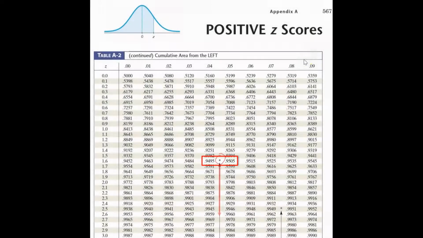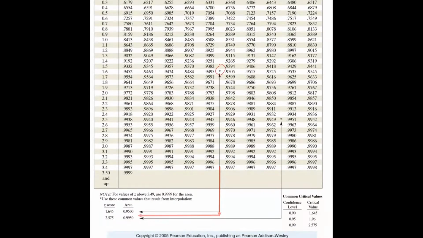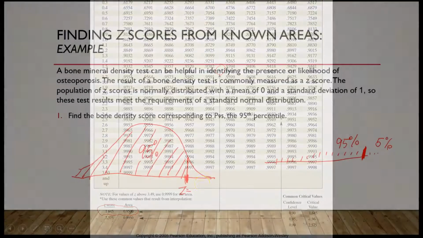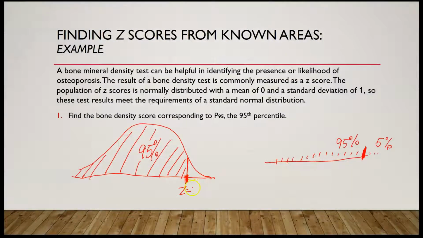And we can see that there is the asterisk taking us to the special note. Area of 0.9500 corresponds to the z-score 1.645. So the 95th percentile is the z-score that is equal to 1.645.